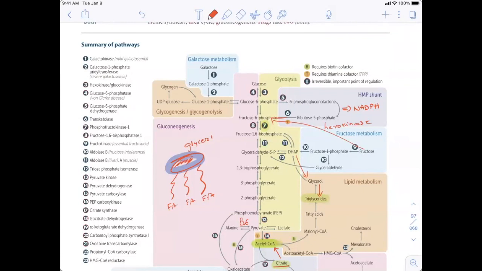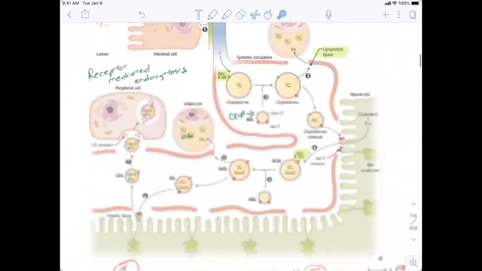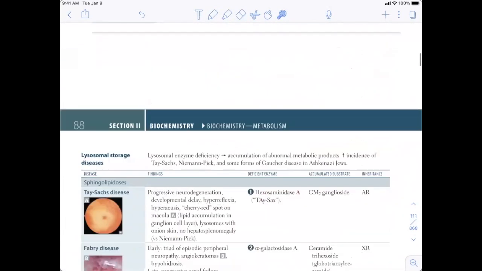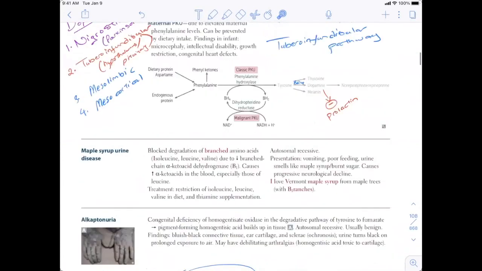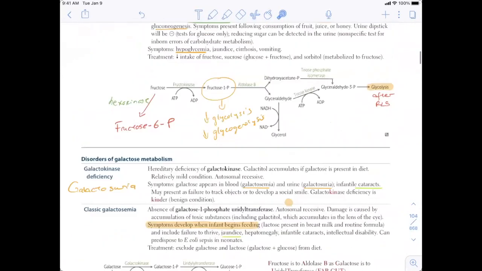So why am I bringing this up now? When we talk about the disorders of fructose metabolism, like essential fructosuria and all that, this is the area we're playing with right here. So when you're reviewing, come back and make the connection that that's also another way to get into glycolysis. Okay, so let's go back to where we were. Nope, went too far. Okay, all right, so here we are.